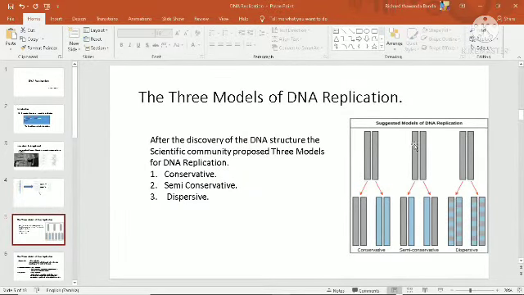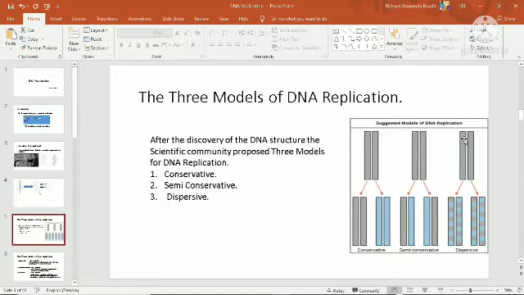So if you can see here, you have these gray strands. These are the parent strands. And then after replicating, you have two DNA molecules. Those two DNA molecules will each contain an original strand from the parent DNA molecule and a newly synthesized strand. So the third model which was suggested was the dispersive model.